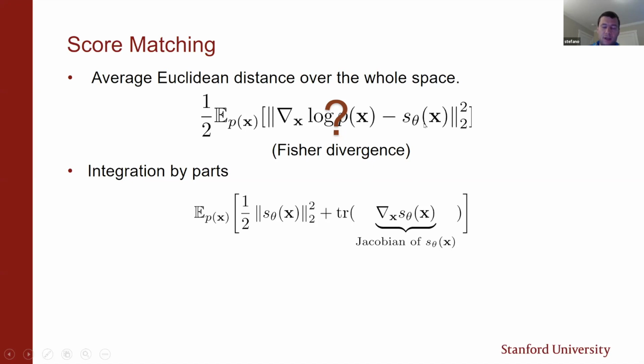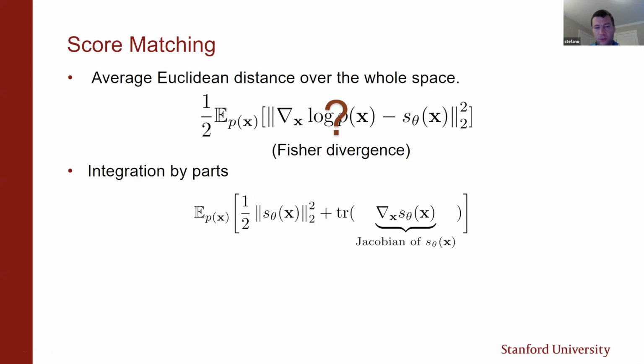And so this is kind of like the final expression. This objective is equivalent, up to a constant which does not depend on theta, to this objective, which basically involves two terms. It's the expectation with respect to P of X of the squared norm of S theta, which is our estimated gradient. Then we have the trace of the Jacobian of S theta. Is there another assumption here that the gradients vanish on the boundary or something like that? Yes, that's the other assumption. When you do integration by parts, basically, there's one term that has to go to zero.